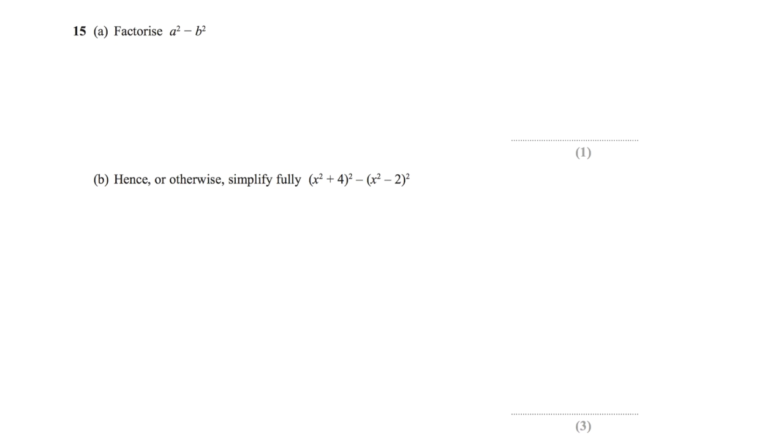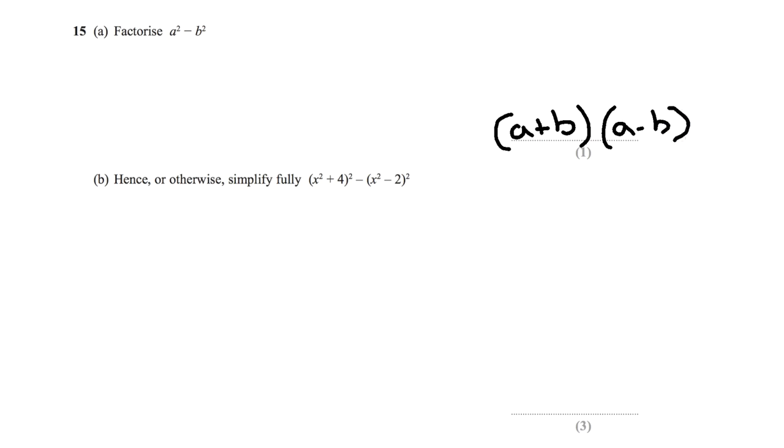Question 15a. Factorize a squared minus b squared. A squared minus b squared is the difference of two squares. Therefore, our answer is (a plus b)(a minus b).